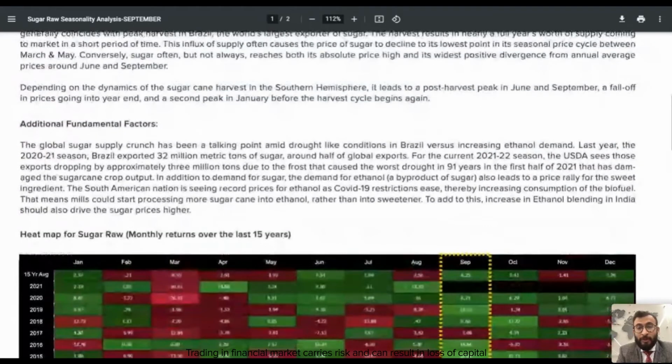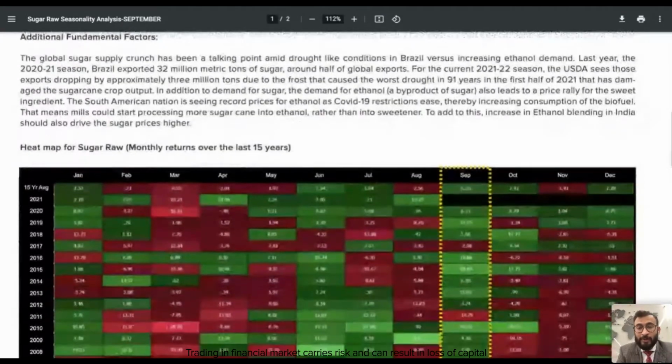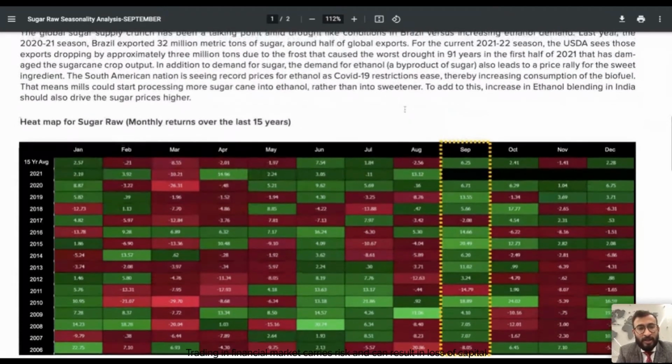Now, if you see in the image, the month of September has been positive for the commodity in 12 out of the last 15 years. So look at September and look at June also. June, in the last 15 years, 17 and 18 has been negative for June, but otherwise mostly positive. And look at September. Again, 1, 2, 3 times negative, most of the times positive. But if you see others, there is no such pattern, right? So we are looking at a seasonality pattern where June and September, these 2 months, we look at.